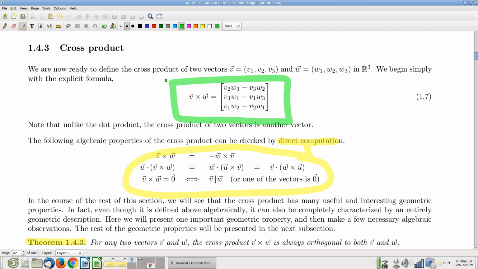Couple of observations I want to make about this formula. It's very different from the dot product in a qualitative way. The cross product of two vectors is another vector.